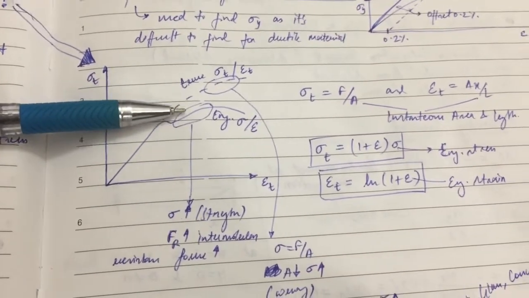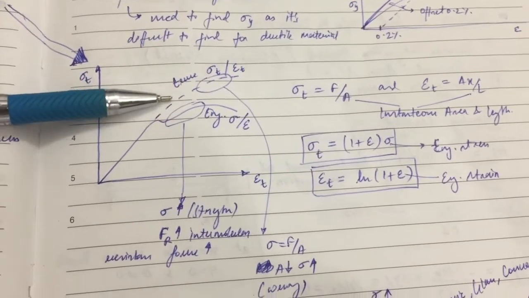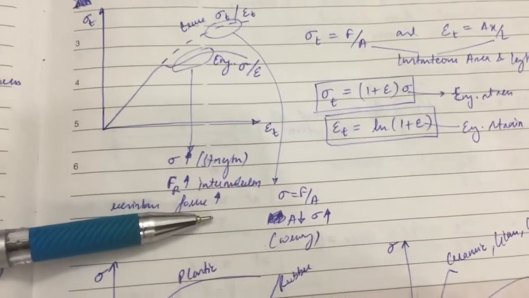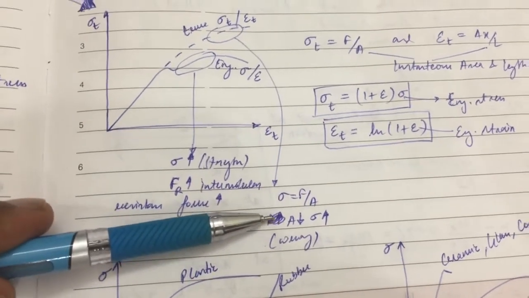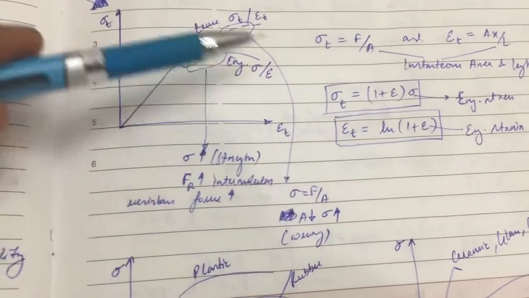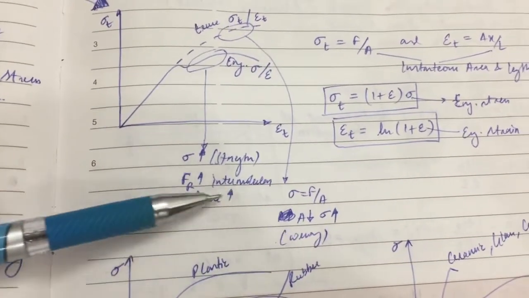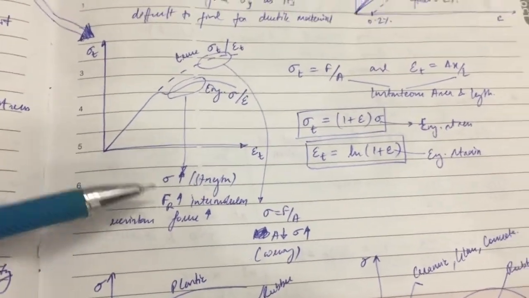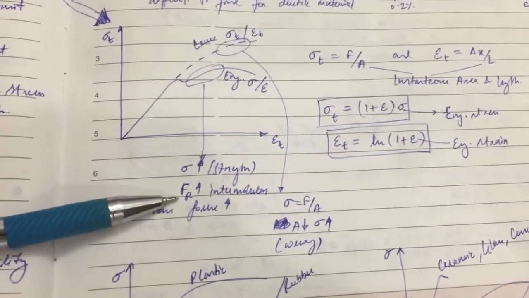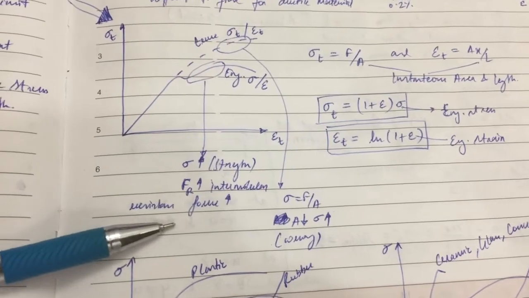But the true stress strain curve is higher. That's because it assumes that there is less area due to this necking, so the area is less and the stress is higher. So it's basically wrong. We only take the engineering stress and strain, because in this area the resistance force is high due to the intermolecular resistance force being high.